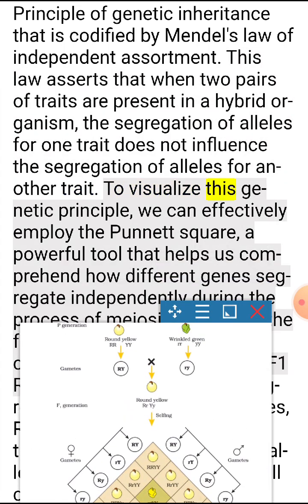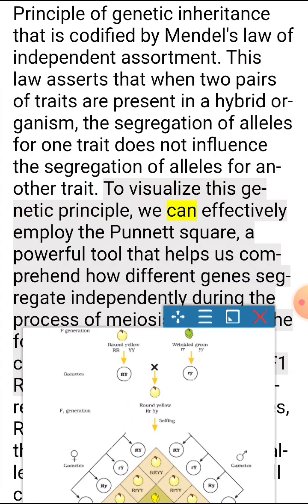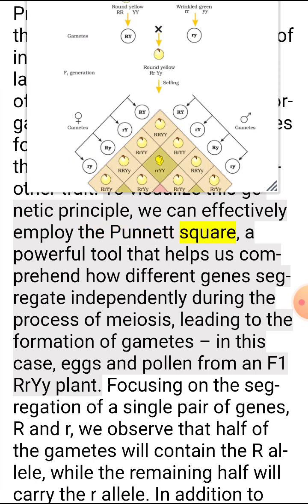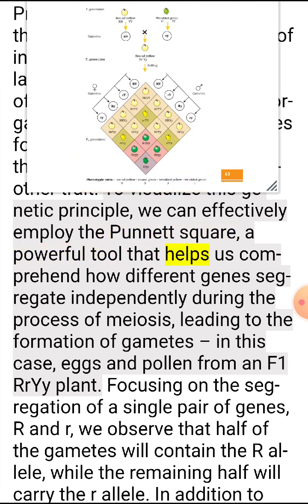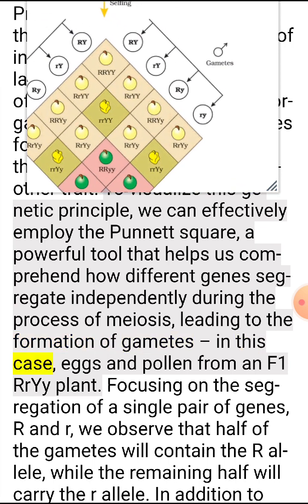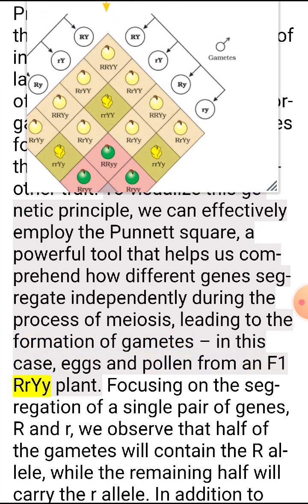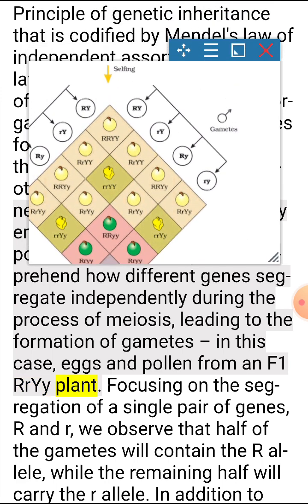To visualize this genetic principle, we can effectively employ the Punnett square, a powerful tool that helps us comprehend how different genes segregate independently during the process of meiosis, leading to the formation of gametes, in this case, eggs and pollen from an F1 RrYy plant.